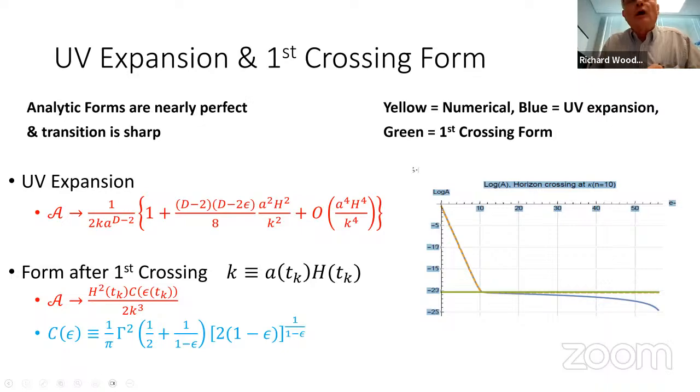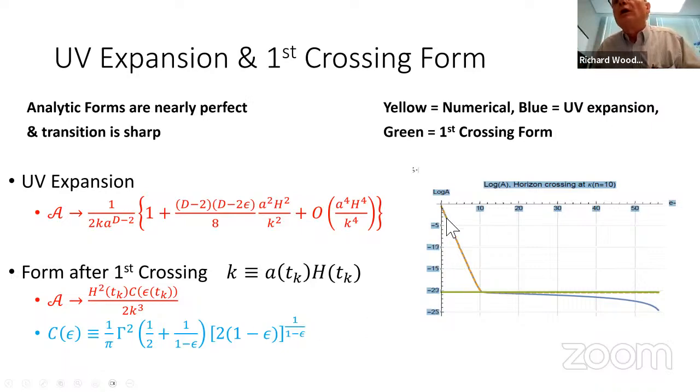The form after first horizon crossing has also been known for decades before some of the people listening to this were even born. Its script A goes to h squared at horizon crossing times a complicated function, which includes all first slow roll effects over 2k to the 3rd. And if you wanted to, I actually have the form that includes non-local stuff that would involve derivatives of epsilon before horizon crossing, but that's typically so small that I don't even bother with it.